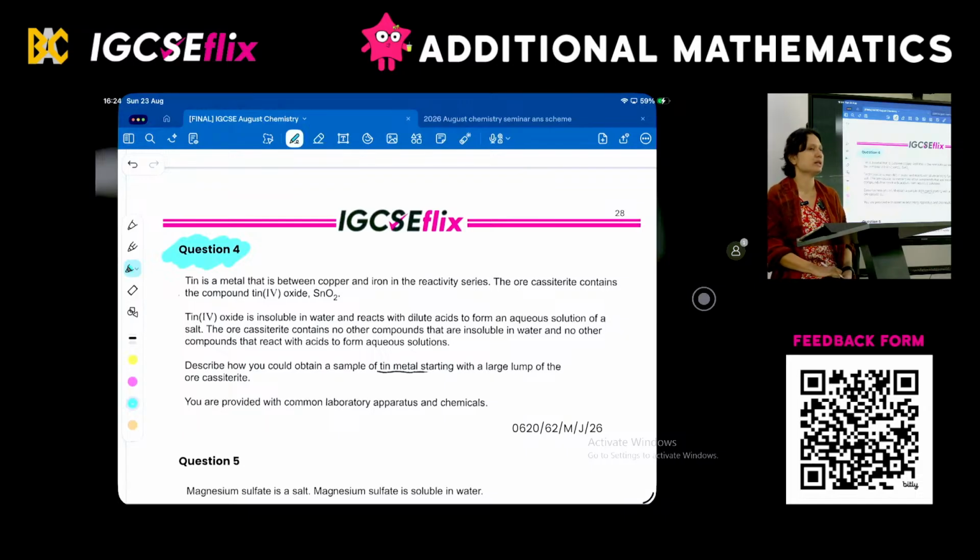Every time you want to do an experiment, make sure you know how it looks like. If you don't know how it looks like, you cannot do it. Okay, so if you don't know how it looks like, should you not do it and choose a different question? Where got different question, you think? Okay, SPM can choose question A, question B. This one don't have, you have to choose all.